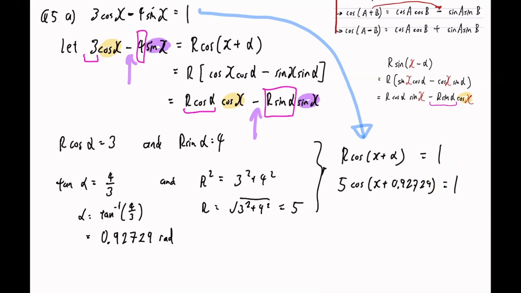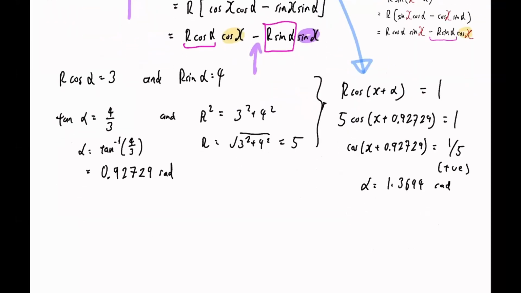Then finally, you divide by 5 first, then you take cosine inverse. This one is positive, so the angle must be cosine inverse of 1/5. Let's just work with radians: 1.3694 radians. Cosine is positive, ASTC. Which quadrant is it in? It is in the fourth and first.